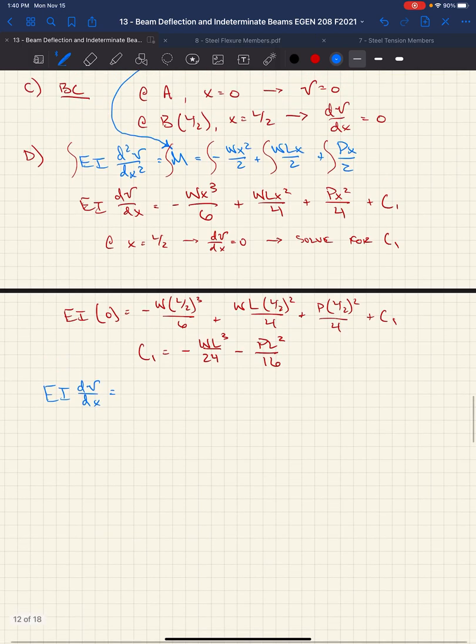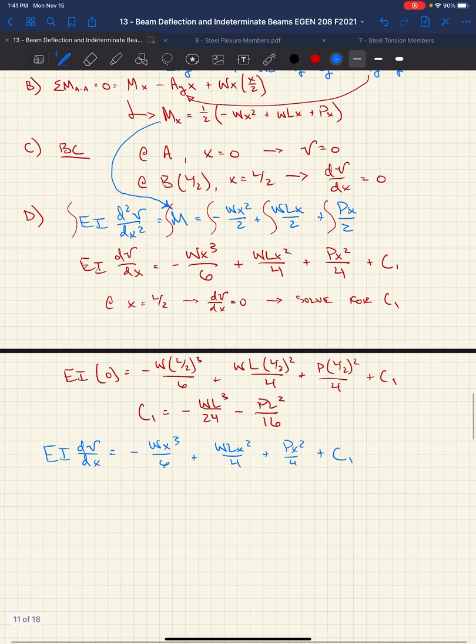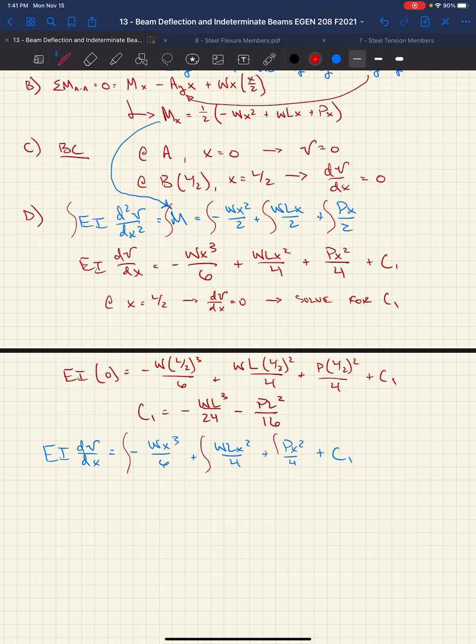So we have this original equation for EI dv/dx, all of this mess here. So if we bring that down, we've got negative wx cubed over 6 plus WLX squared over 4 plus Px squared over 4 plus this C1. That's what we established based on our first integration. Well, now we need to integrate again. We're going to integrate all of these terms. I'm not going to plug in C1 just yet.